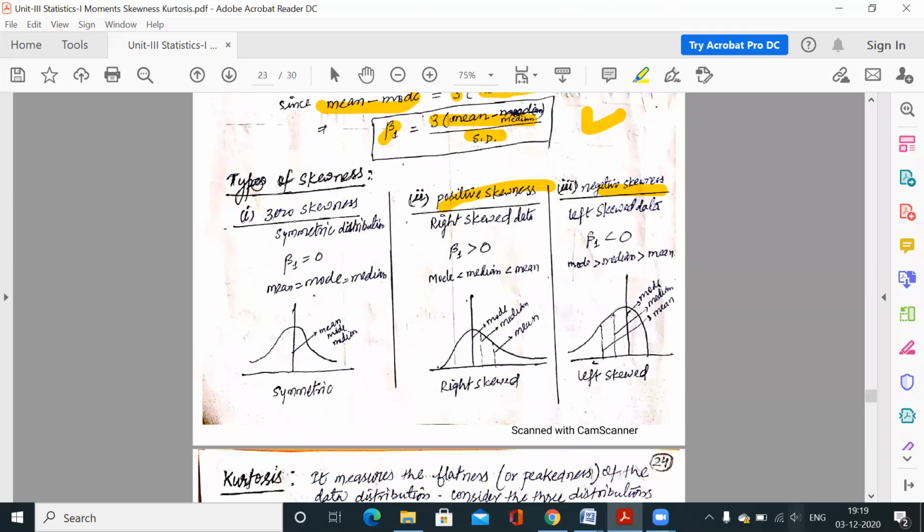Now the types of skewness, like we already discussed. We have zero skewness when data is symmetrical about the central value. If you observe in this figure, the left hand side shape and the right hand side shape are equal.